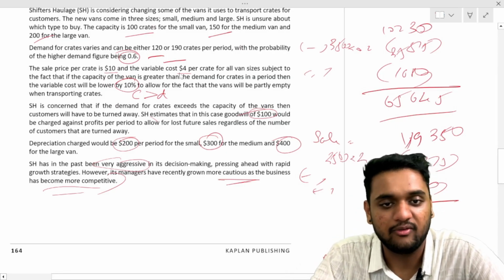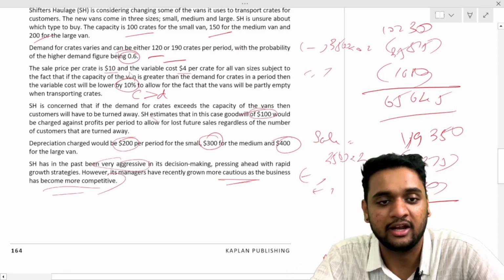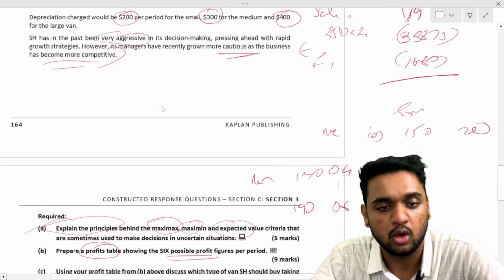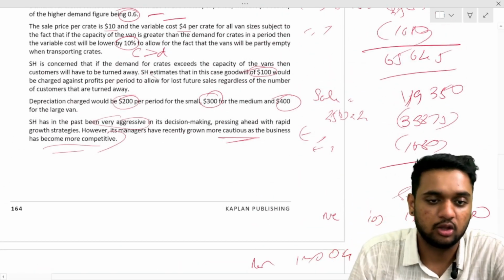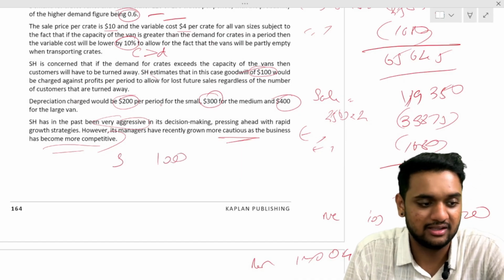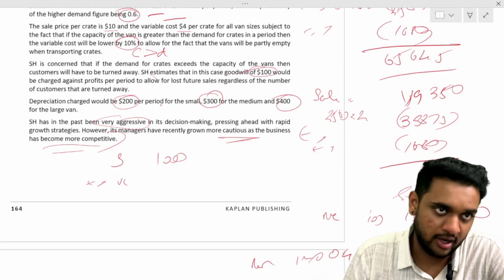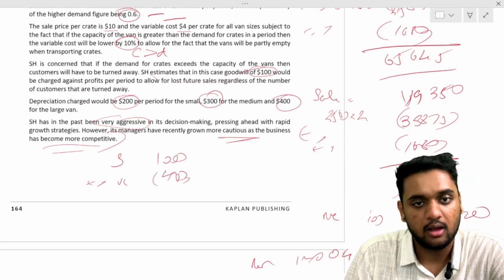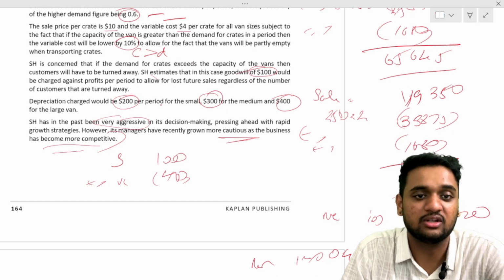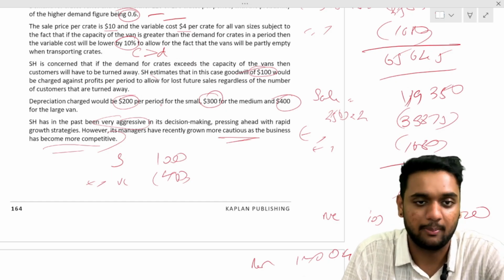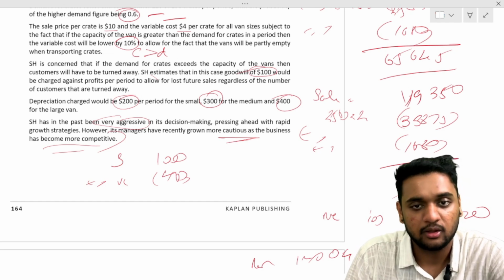Variable cost is 4. So 10 into 100, you will get 1000. This is your sales. Minus variable cost, 4 into 100, 400. They have told that only if capacity is more than demand will we get the lower variable cost. Here capacity is less than the demand.